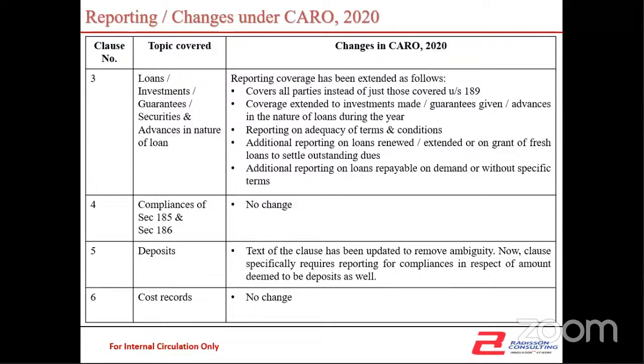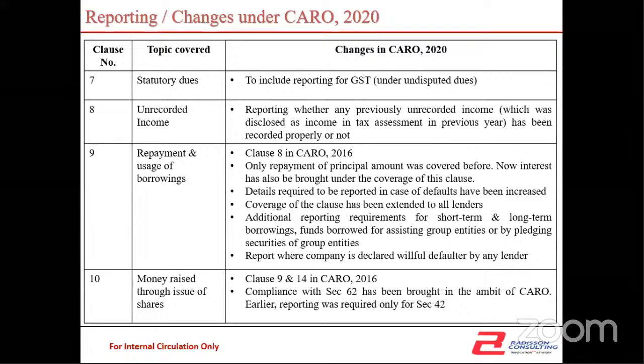Clause 5, deposits. Only the text of the clause has been updated to remove any ambiguity. Now, the clause specifically requires reporting for compliances in respect of amounts deemed to be deposits as well. Clause number 6, cost records, no change. Clause number 7, statutory dues. To include reporting for GST under undisputed dues.